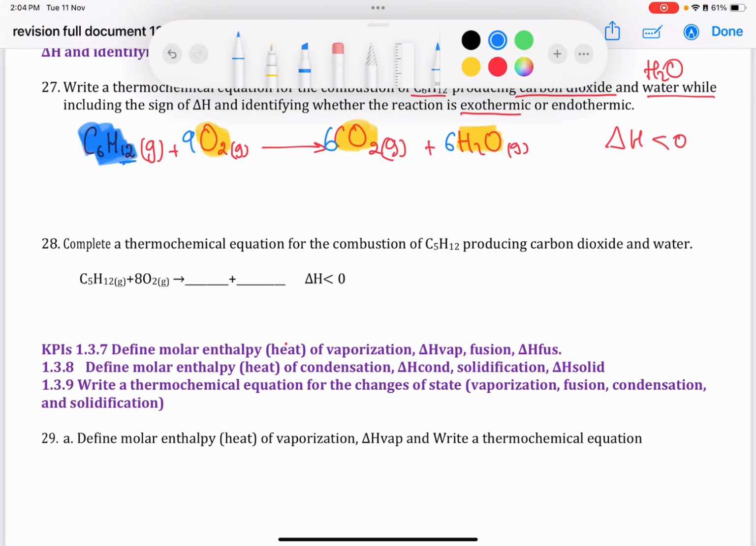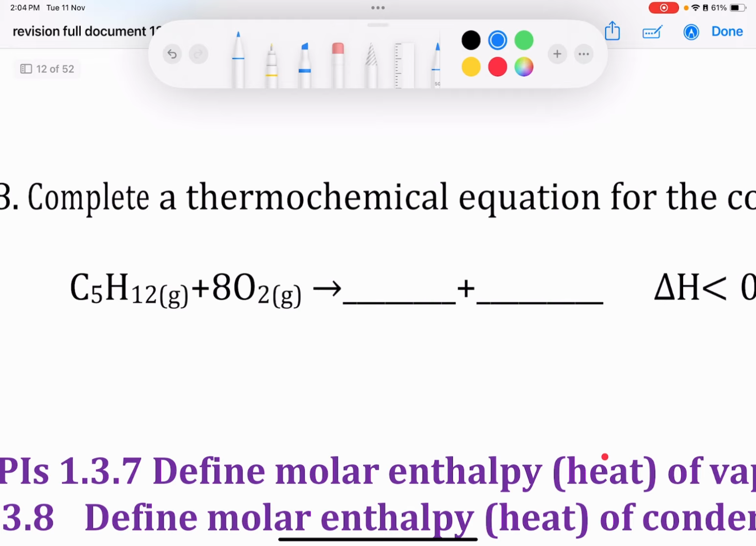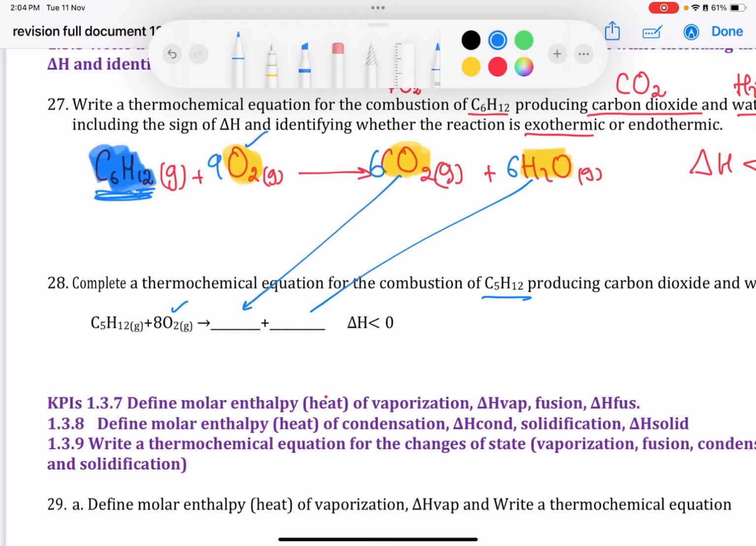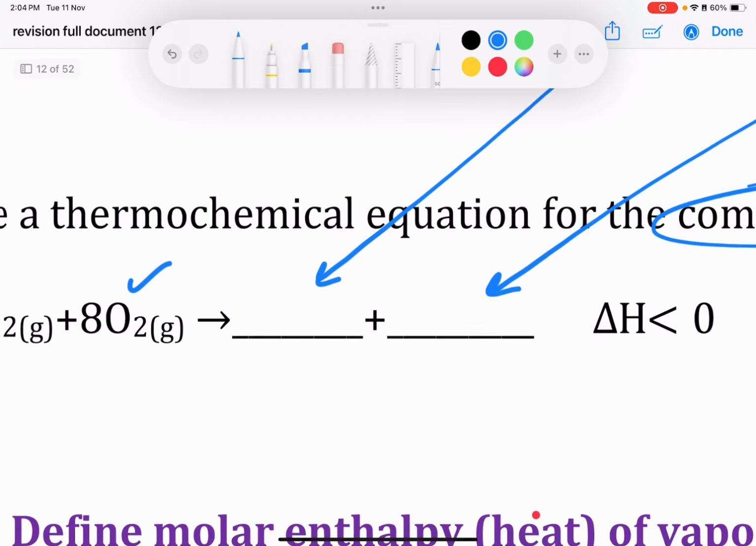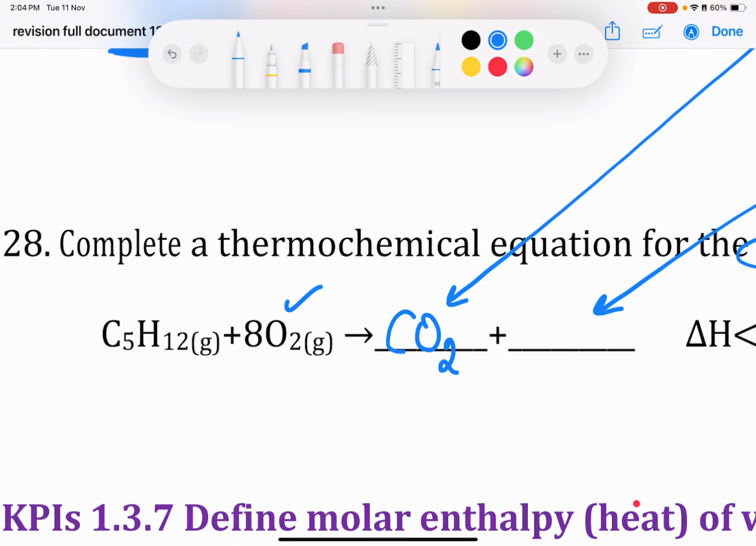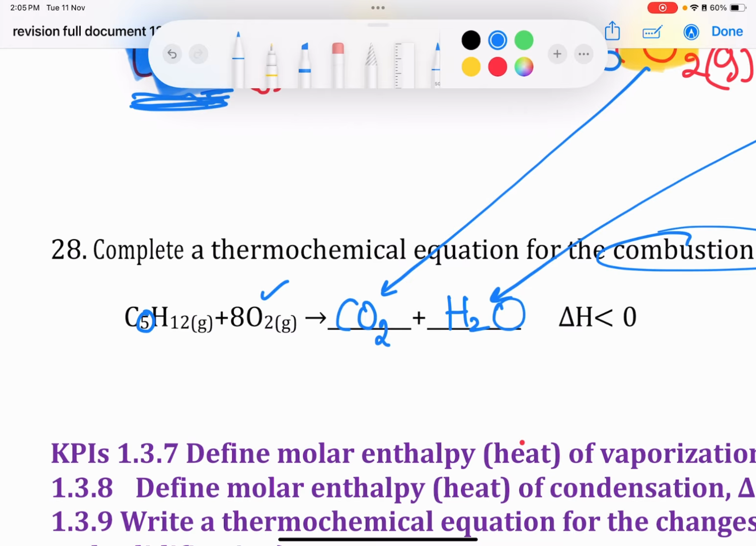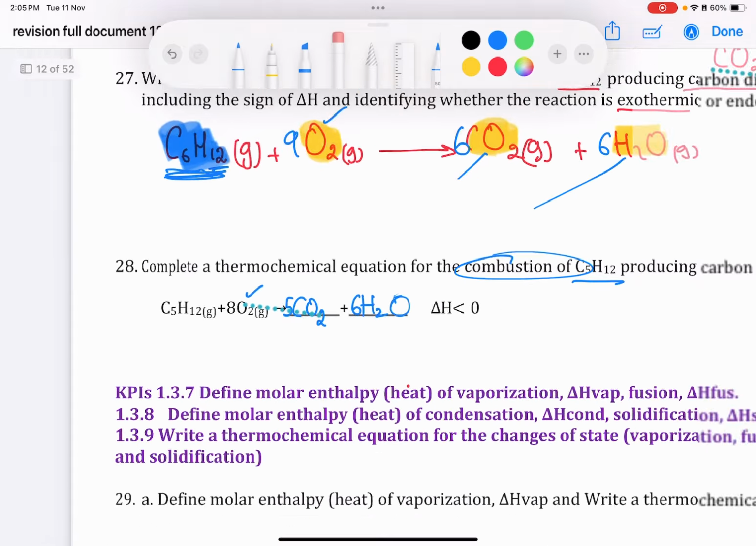See, again, here's another question. Thermochemical equation for the combustion of C5H12. So instead of C6H12, now we have C5H12. What are we going to get? This is the O2. I told you it's fixed. I always get CO2 and H2O because this is a combustion. So CO2 and H2O. And I need to balance it. 5 carbons, I'm gonna write here 5. 12 hydrogens, I'm gonna write here 6, and I am done. That's it.